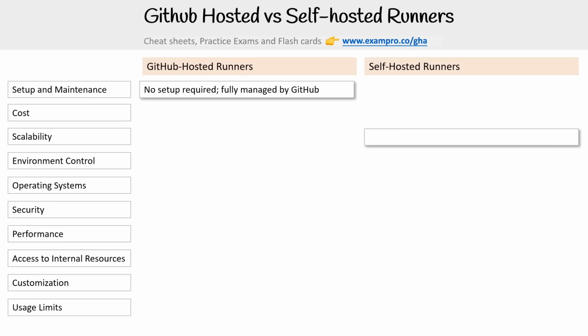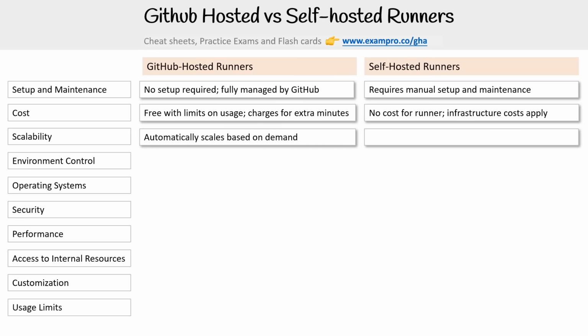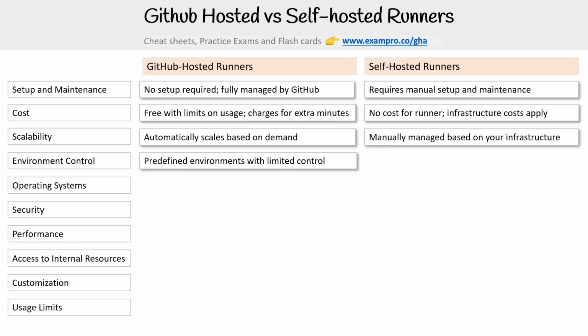So between setup and maintenance, GitHub hosted runners, no setup required, fully managed by GitHub. Self-hosted runners require manual setup and maintenance because you are the one setting up the compute. The cost is free with limits on usage, charges for extra minutes. For self-hosted runners, no cost for runners, infrastructure cost applies. For scalability, GitHub hosted runners automatically scale based on demand. Self-hosted, you manage the scaling because you manage the compute. The environment controls are predefined environments for GitHub runners, but they're limited. With self-hosted runners, you can do whatever you want because you are running the compute.